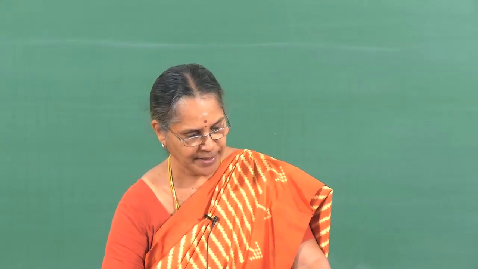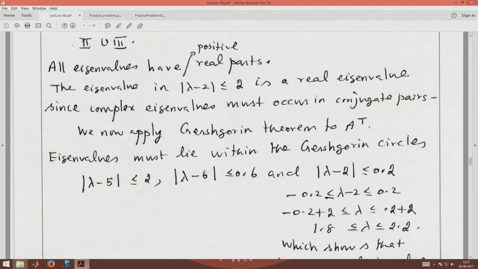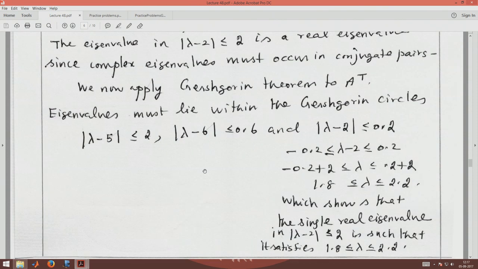Then we observe that eigenvalues must lie within the Gershgorin circles which are given by modulus of lambda minus 5 less than or equal to the sum of the absolute values in the first column, that is 2, and modulus of lambda minus 6 is less than or equal to the sum of the absolute values in the second column, which is 0.6, and finally if you use the third column of matrix A, that gives you mod lambda minus 2 is less than or equal to 0.2.